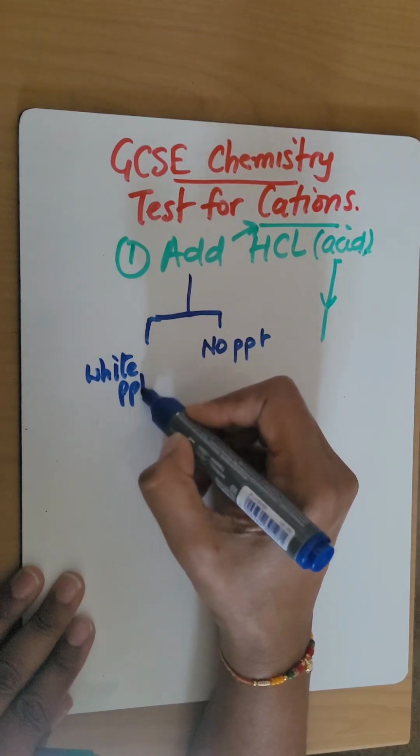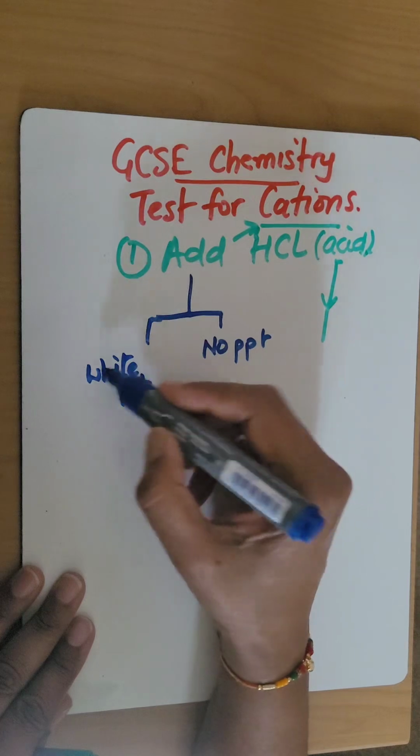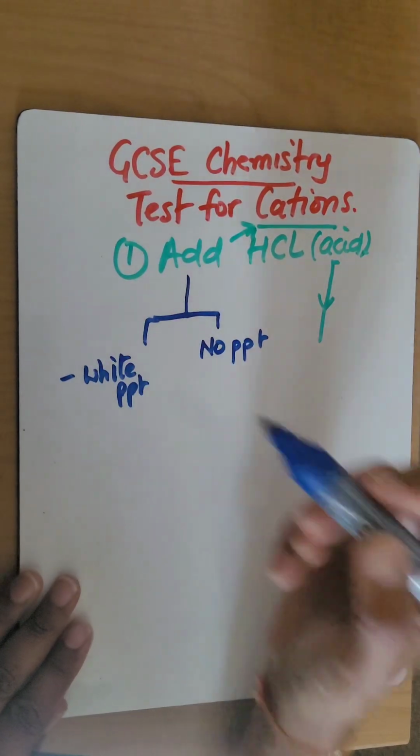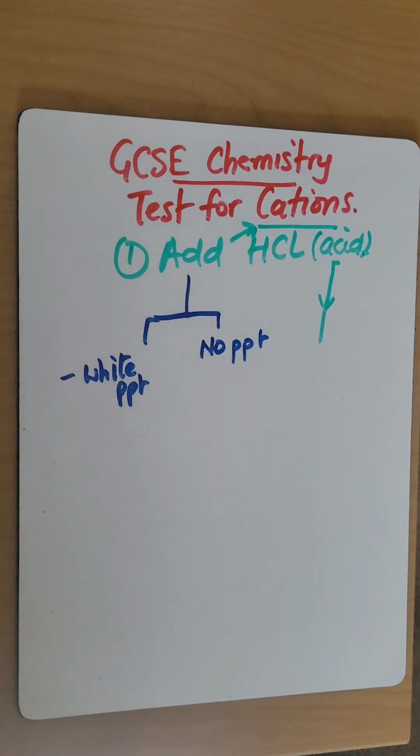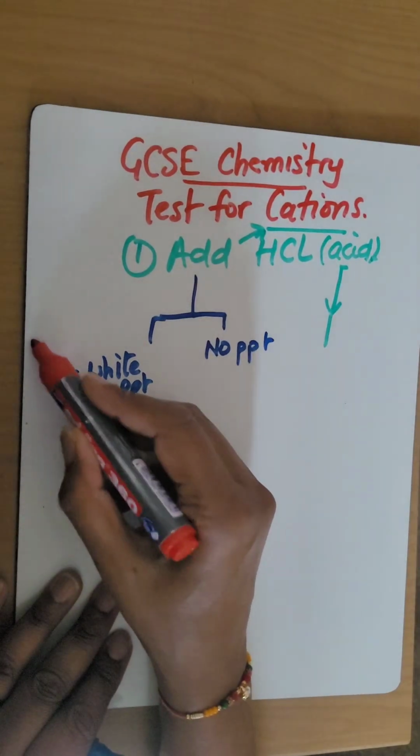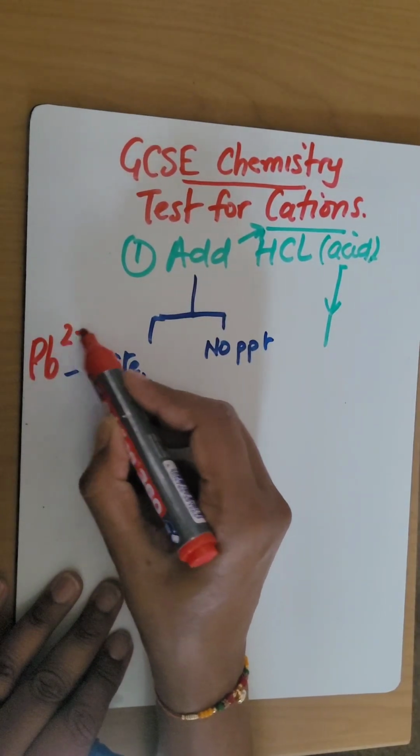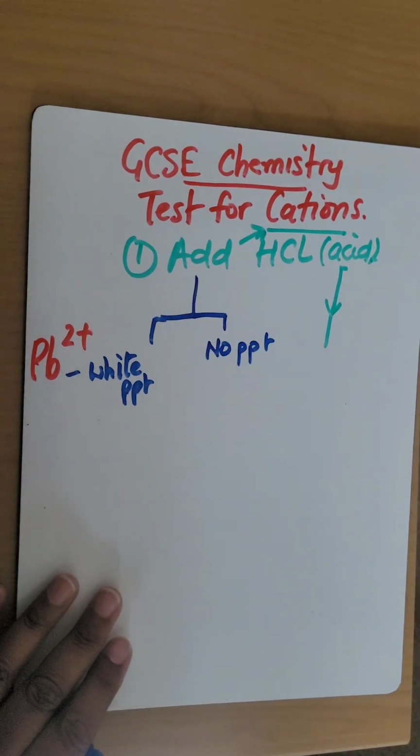Precipitate is basically a solid that falls out of solution and it doesn't dissolve. And if that happens, then the ion that I'm making here, if it's a white precipitate, is lead. So that indicates I have lead there.